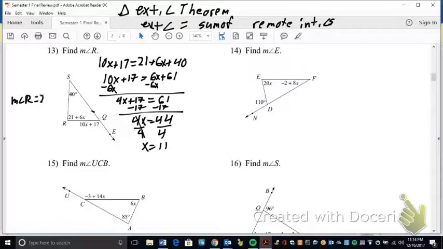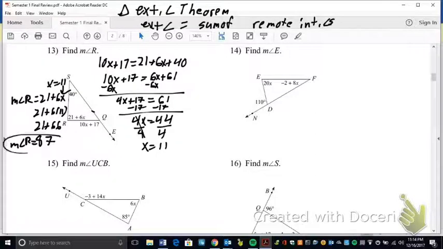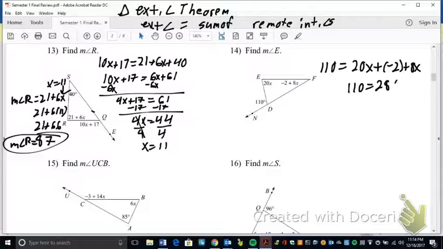Now we're asked to find the measure of angle R. R is 21 plus 6x. So we're going to add in that 11 instead of the x. So we get 21 plus 66, which is 87, and that's the measure of angle R. So we solve for x, plug x back in. Moving on, 110 outside angle equals sum of remote interior angles, 20x plus negative 2 plus 8x.